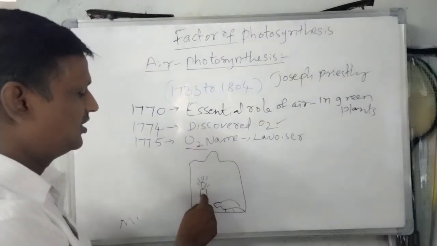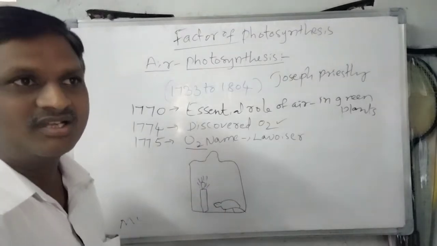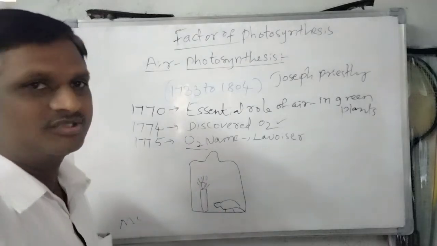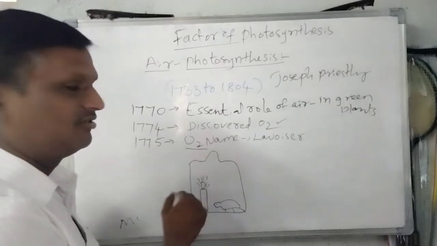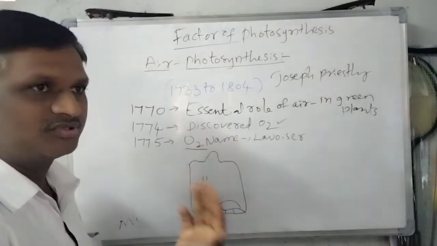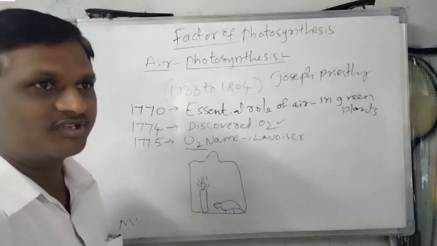So the burning candle and the live rat both have damaged the air inside the closed bell jar, so that air was consumed by these two objects. So the candle goes out, and then the rat is suffocated.